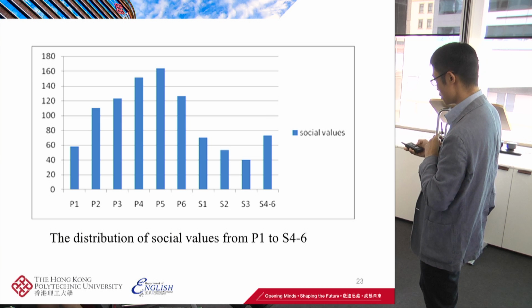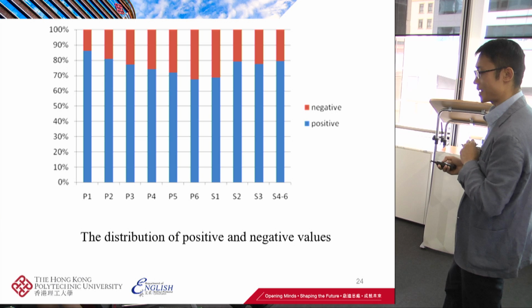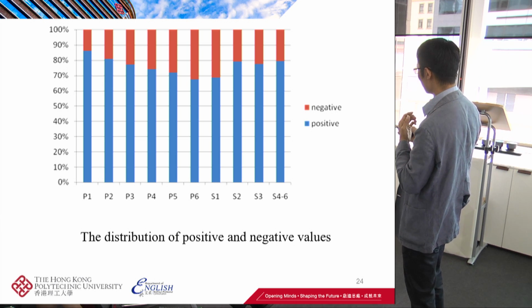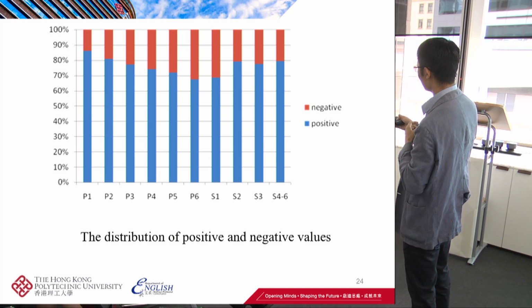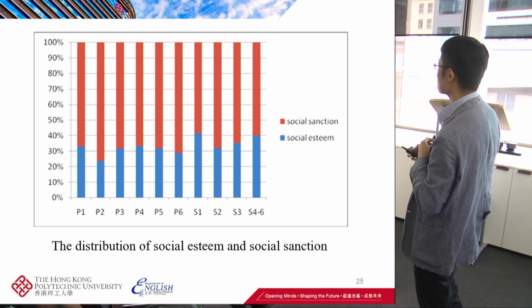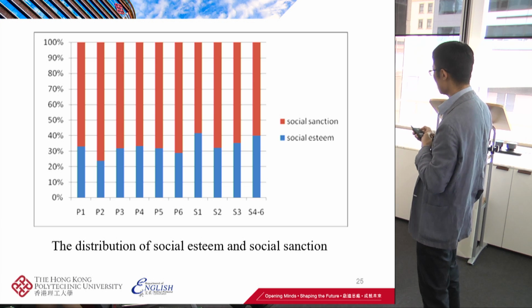That's very interesting. And then in terms of the distribution of positive and negative values, we can also say there are more positive values, but negative values increase from P1 to P6, and then gradually decrease. And then the distribution of social esteem and social sanction. That's also an interesting pattern.